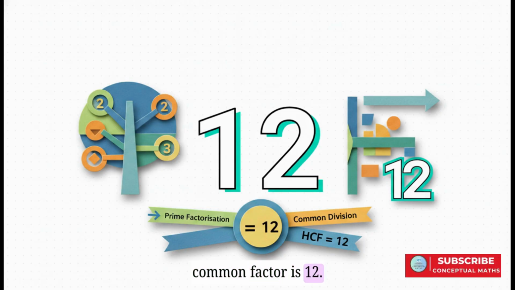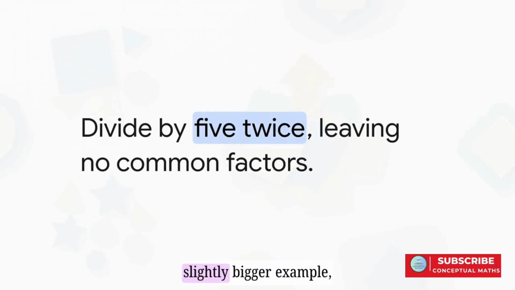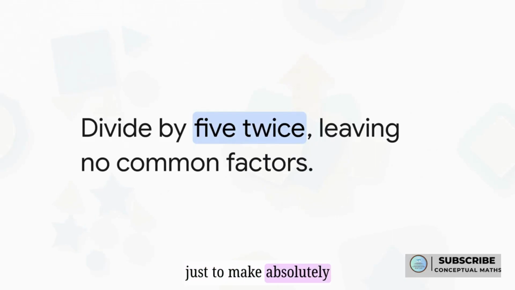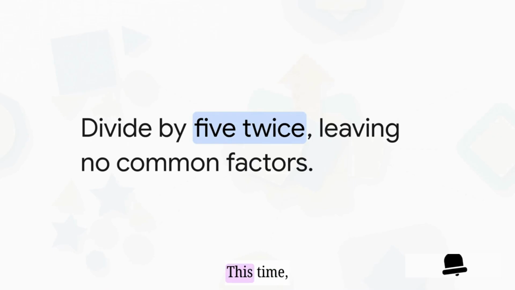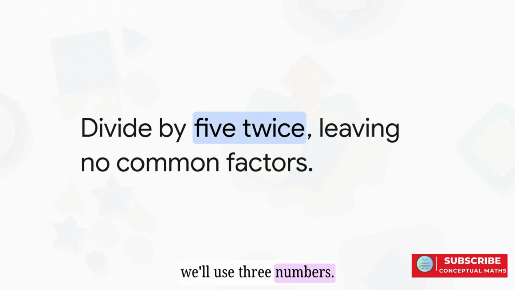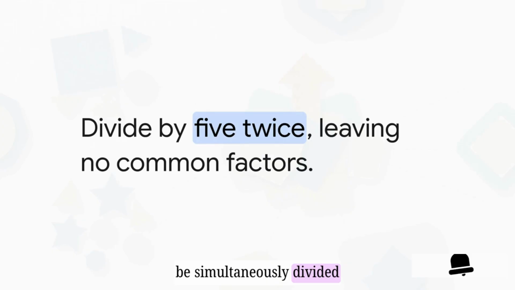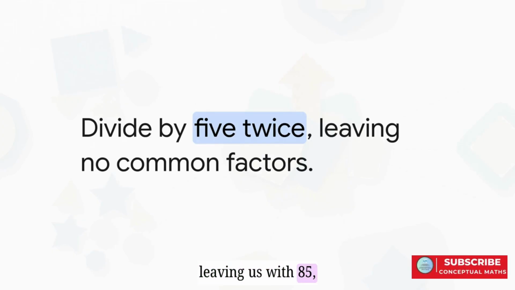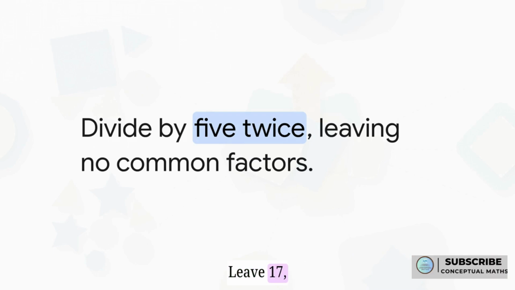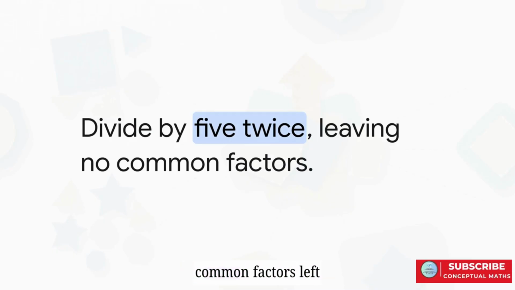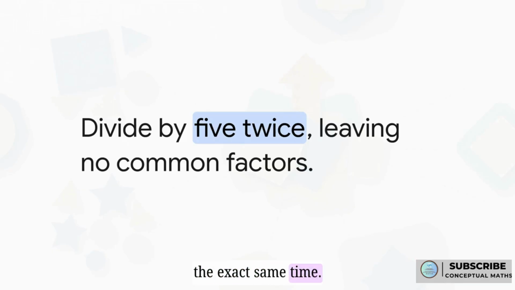Let's lock this in with a second, slightly bigger example, just to make absolutely sure you've got the hang of it. This time, we'll use 3 numbers, 425, 200, and 100. We place them all together. All 3 can be simultaneously divided by 5, leaving us with 85, 40, and 20. We divide by 5 one more time, leaving 17, 8, and 4. And right there, we hit a wall. There are absolutely no common factors left that can divide 17, 8, and 4 at the exact same time.